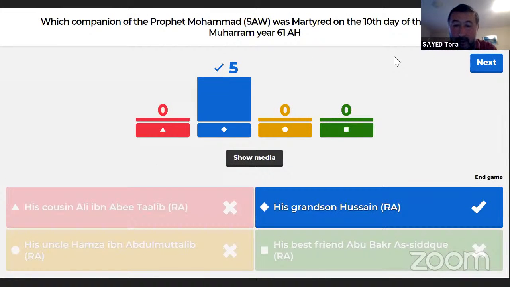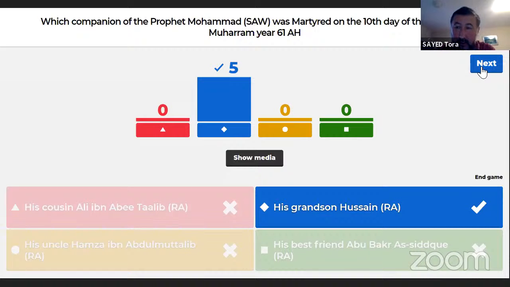MashaAllah, here we go. Everyone got it right. The companion of the Prophet Muhammad sallallahu alaihi wasallam who was martyred on the 10th day of Muharram, year 61 after Hijrah, was his grandson Al-Hussein, the son of Ali ibn Abi Talib radiyallahu anhu. And by the way, our fasting of Ashura has nothing to do with the martyrdom of Al-Hussein. May Allah subhanahu wa ta'ala be pleased with him and accept him as a martyr.